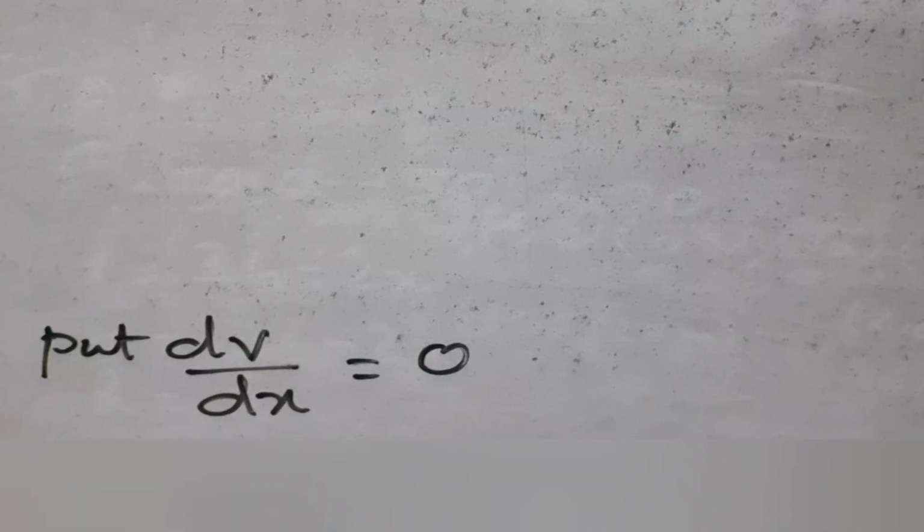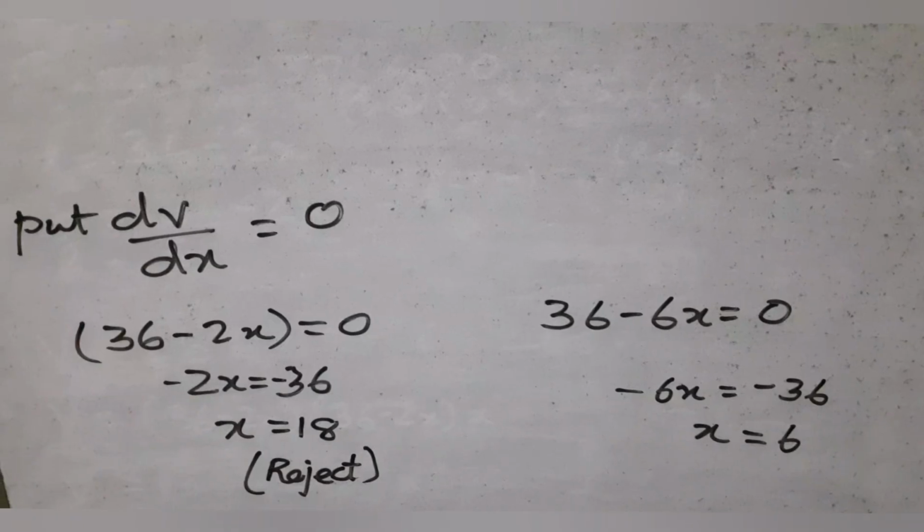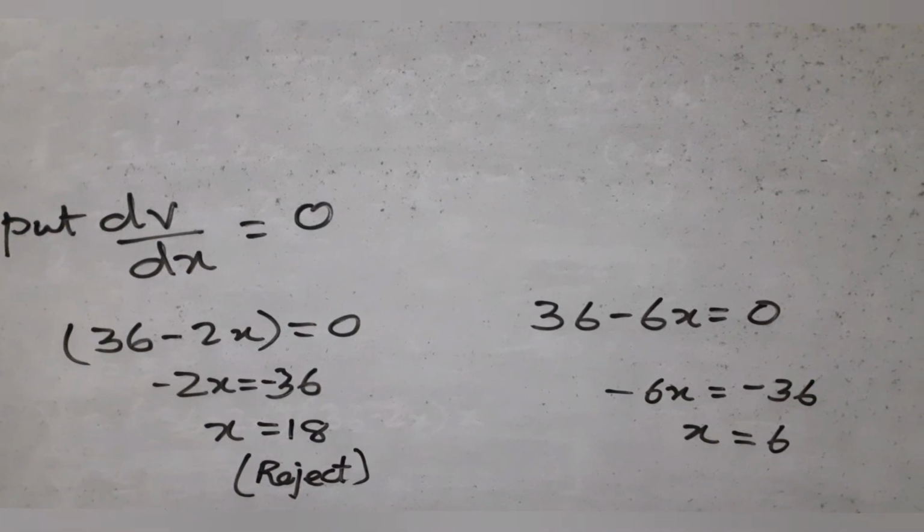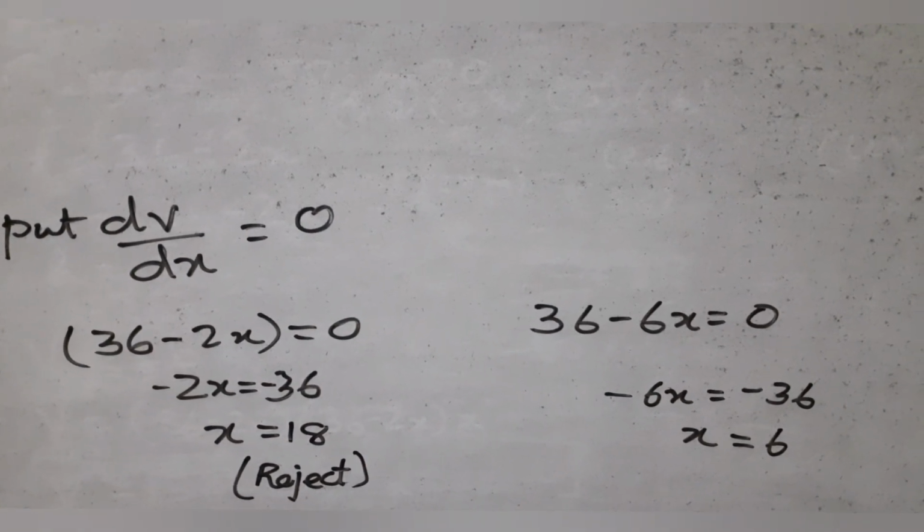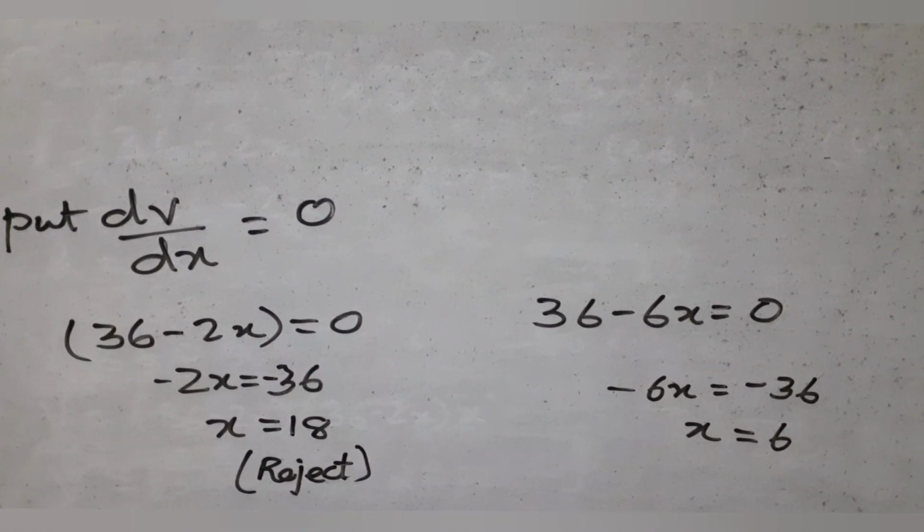Equate dV by dx to 0 and solve for x. Clearly x equal to 18 can be rejected, so x equal to 6 centimeter.